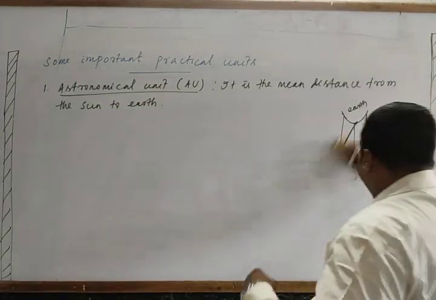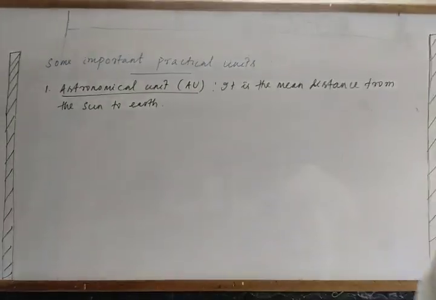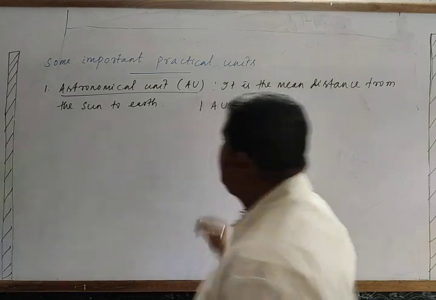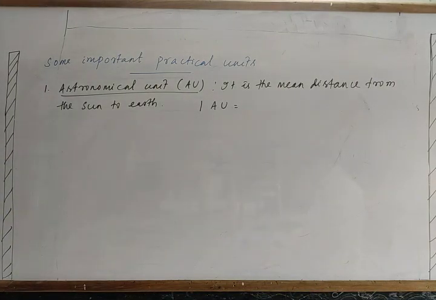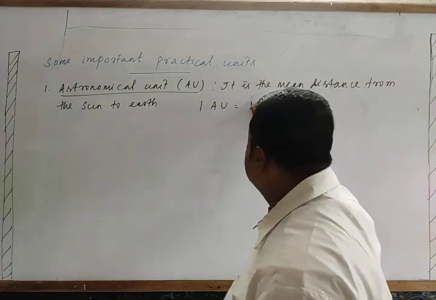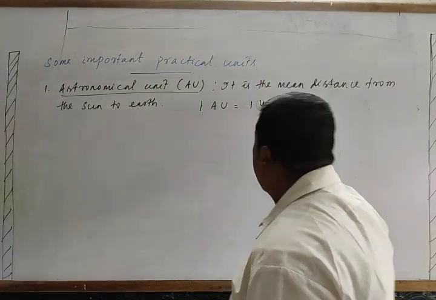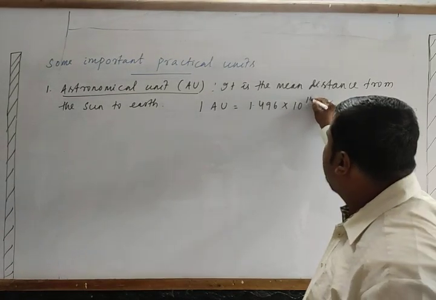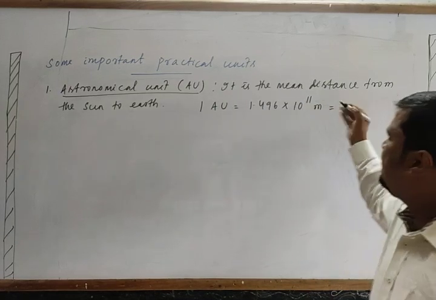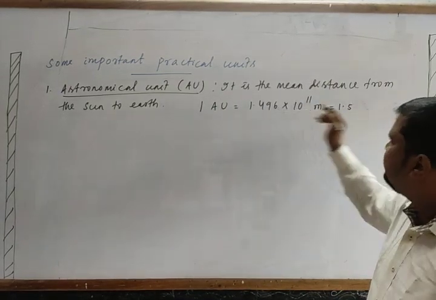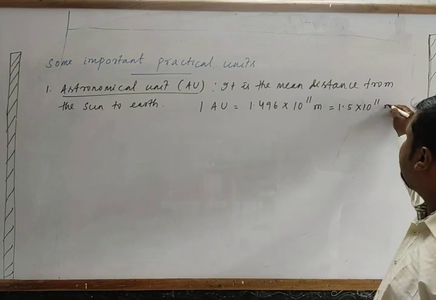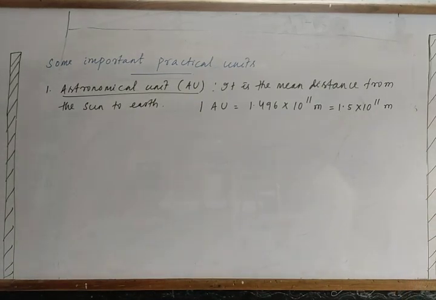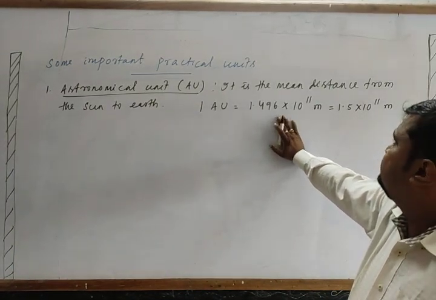And what is the value? Let me write: 1 astronomical unit is equal to 1.496 into 10 to the power 11 meter. Generally this is written as 1.49 or 1.5 into 10 to the power 11 meter. So this is the 1 astronomical unit. Clear?